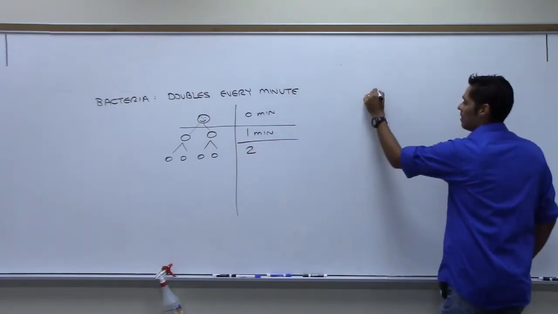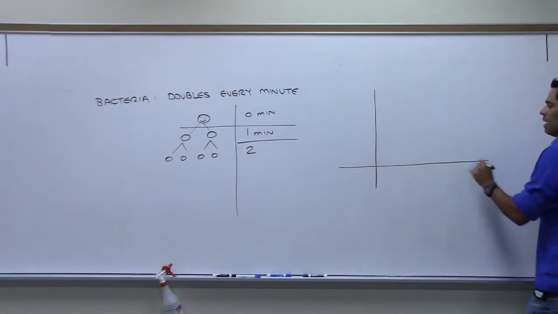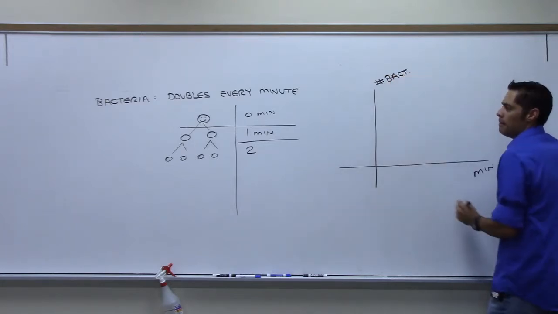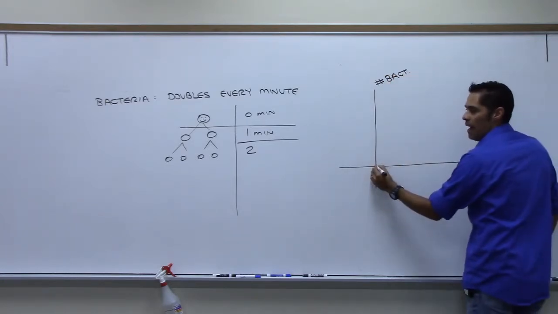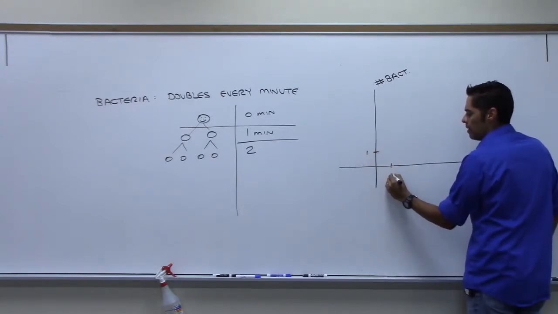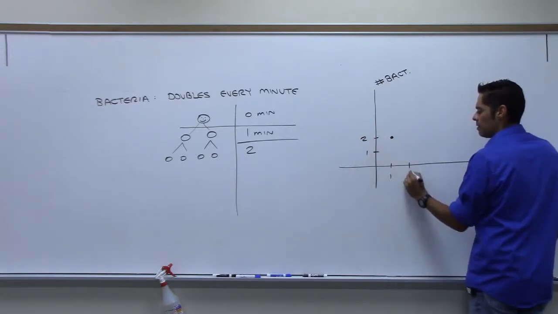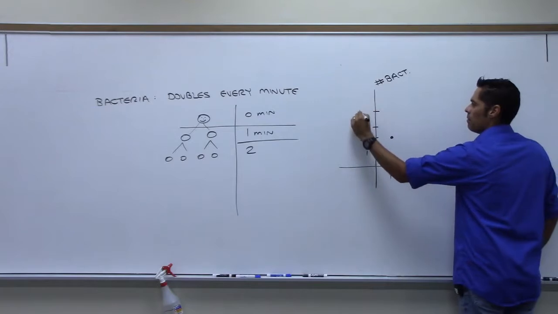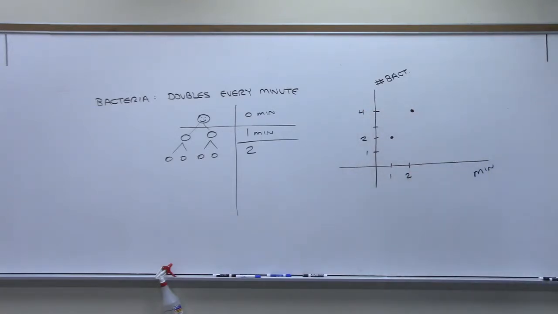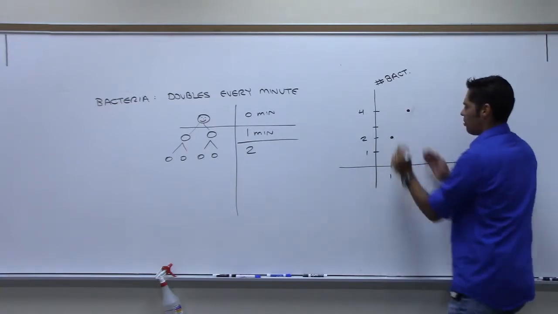So if I were to draw this, and this were minutes and this were the number of bacteria, look at what this picture looks like. At 0 minutes, how many do we have? 1. After 1 minute, how many do we have? 2. After 2 minutes, we have 4. Are you okay with that? Does that look like a straight line to you?